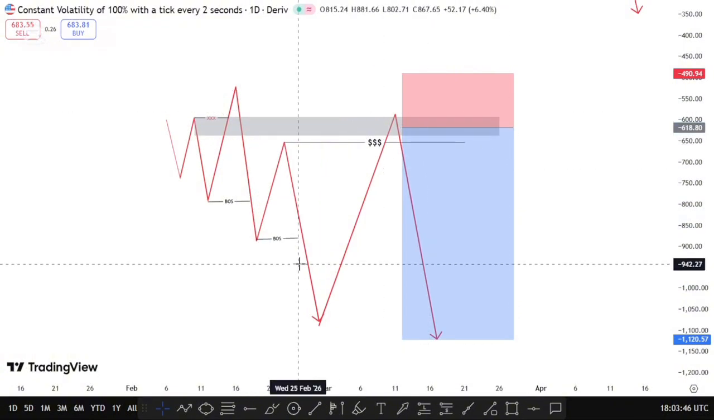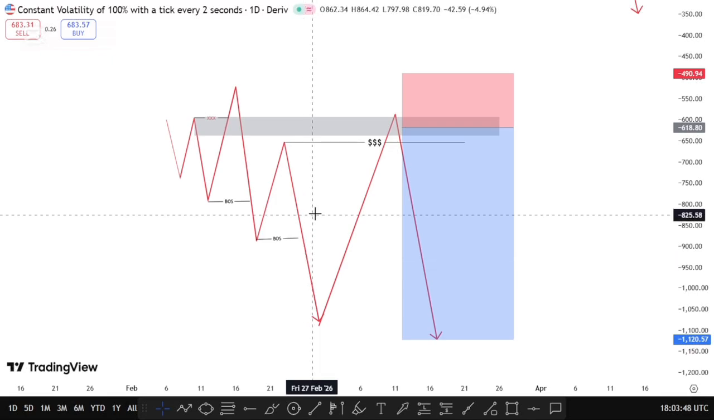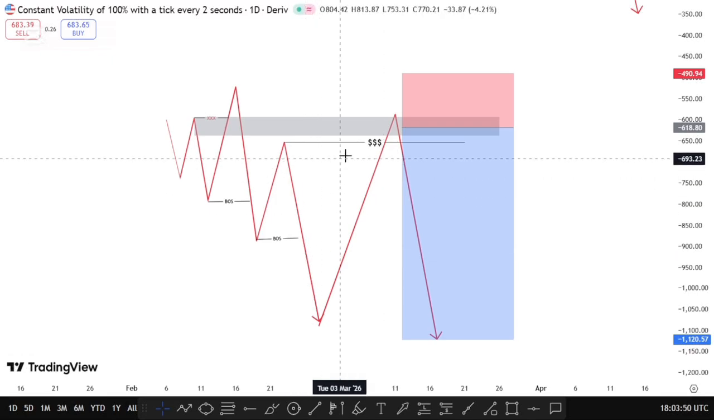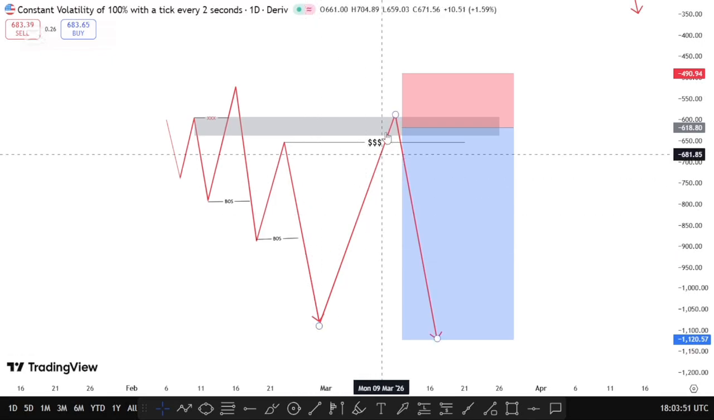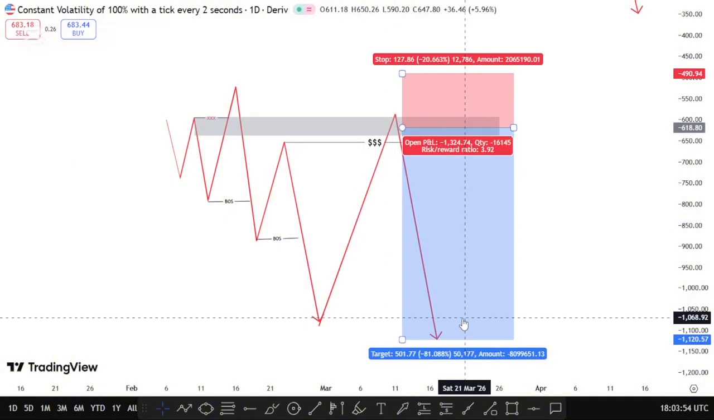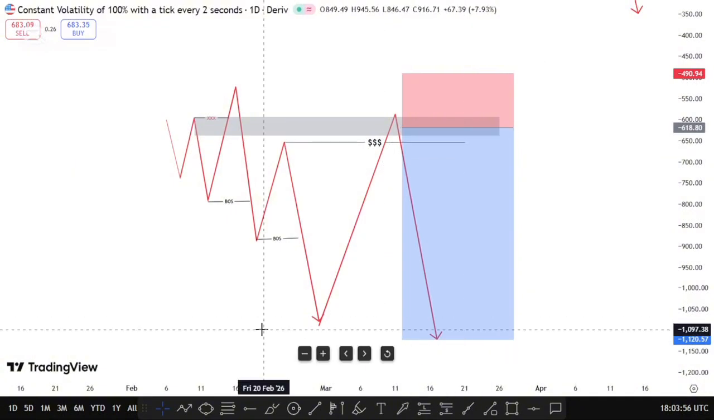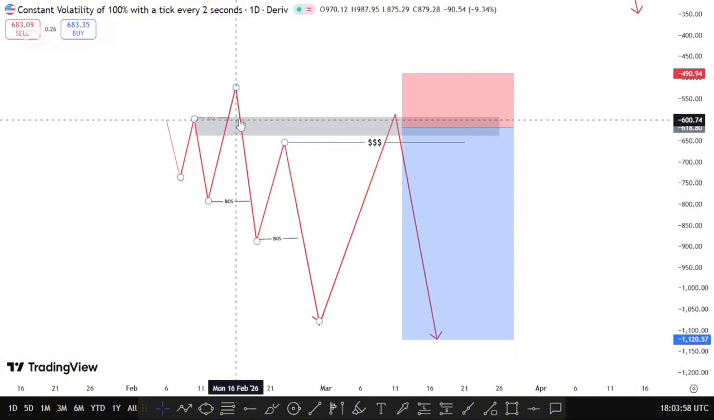And what is structural liquidity? The main purpose of the structural liquidity is for it to be taken out before the market will continue to move in the intended direction. So now let's go through it again.